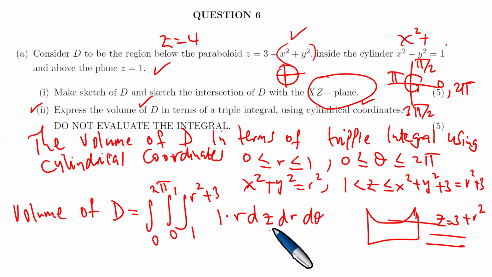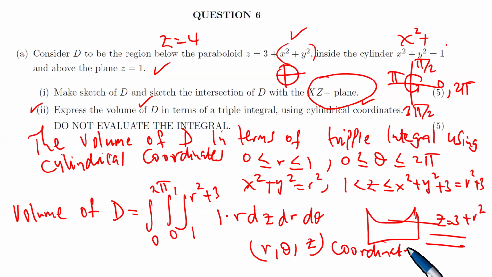So it is actually the answer. Do not evaluate the integral, just find it. Express the volume D in terms of the triple integral using cylindrical coordinates, which is the r theta z coordinate system. The r theta z coordinate system is what we call the cylindrical coordinate system.